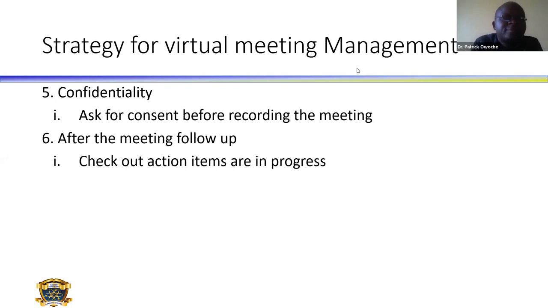Confidentiality. Ask for consent before recording the meeting. Like what I'm presenting, this is my information, my ideas, and everything. Now, just get the consent. Am I allowed to record for confidentiality? And maybe you can add how the information will be used.